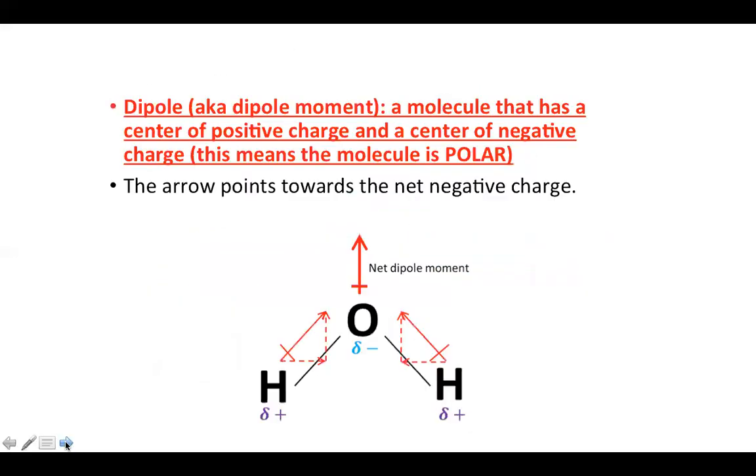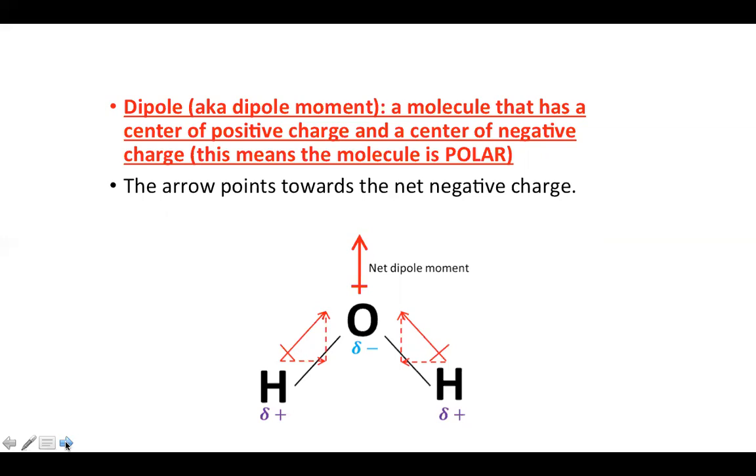All right, before we can talk about an ion-dipole interaction or a dipole-dipole interaction, we have to first discuss what a dipole is. So a dipole, or sometimes you might see this referred to as a dipole moment, is a molecule that has a center of partial positive charge and a center of partial negative charge. Essentially, to identify if something has dipole-dipole forces, that means it's going to be a polar molecule, right? Polar molecules will have dipole-dipole interactions.